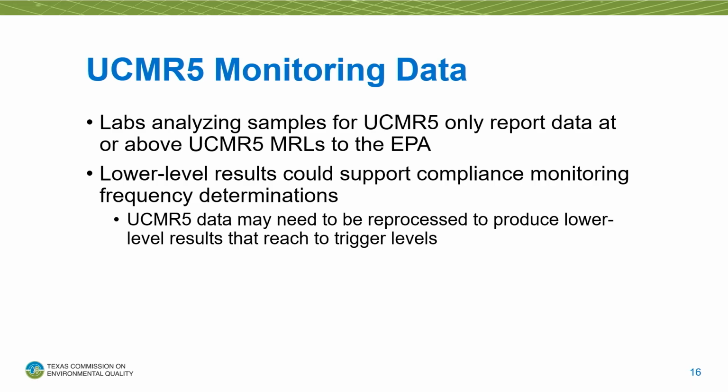So for example, to be eligible for reduced monitoring, the requirement is that the result has to be less than half of the MCL, so it has to be less than 2 parts per trillion. To meet that requirement, if you're using UCMR5 data, it may need to be reprocessed using an MRL of 2 to be eligible for that reduced monitoring.